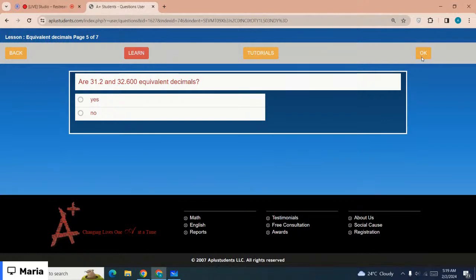The correct option is no, they are not equivalent, right? Even if the numbers are equivalent, they both have the digits exactly the same. Just the number of zeros at the end is different, right? So the correct option is no, they are not equivalent.